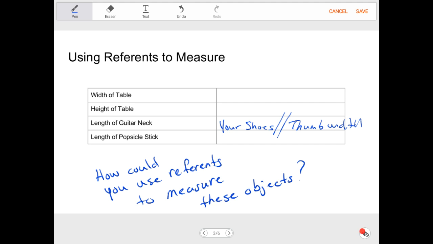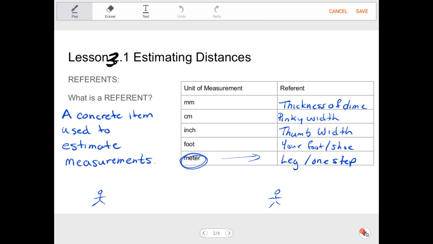How about length of a popsicle stick? Would you want to measure the length of a popsicle stick with your foot, in feet? No. If I wanted to measure the length of a popsicle stick, I probably would want to do so either in millimeters, centimeters, or inches. So that means I wouldn't be using my foot or my leg. I'd be using the thickness of a dime or my pinky width.